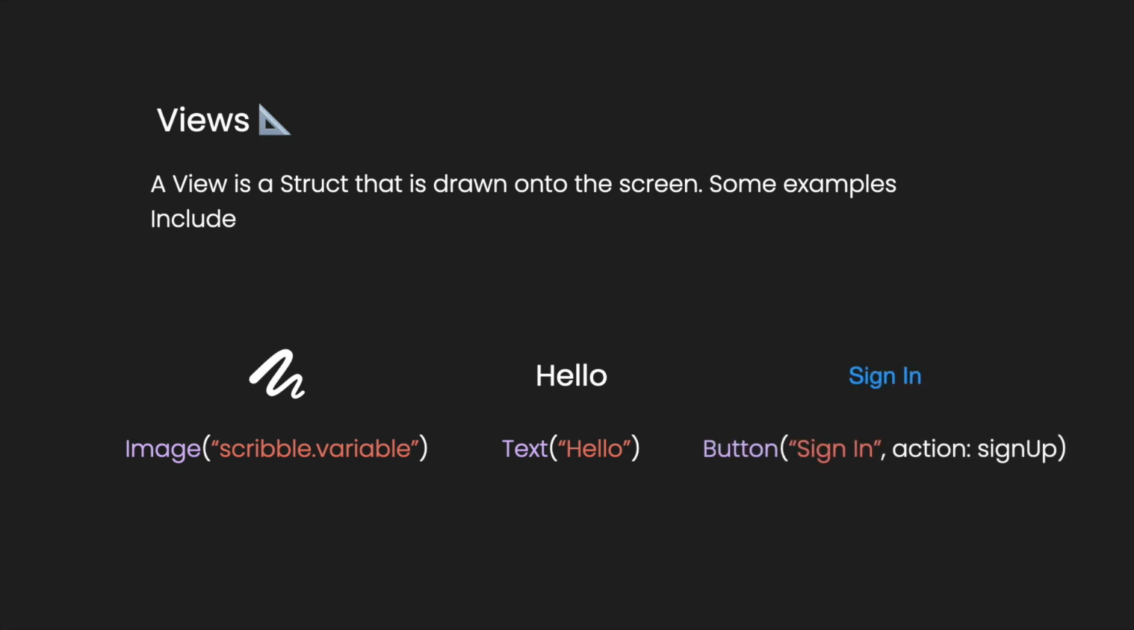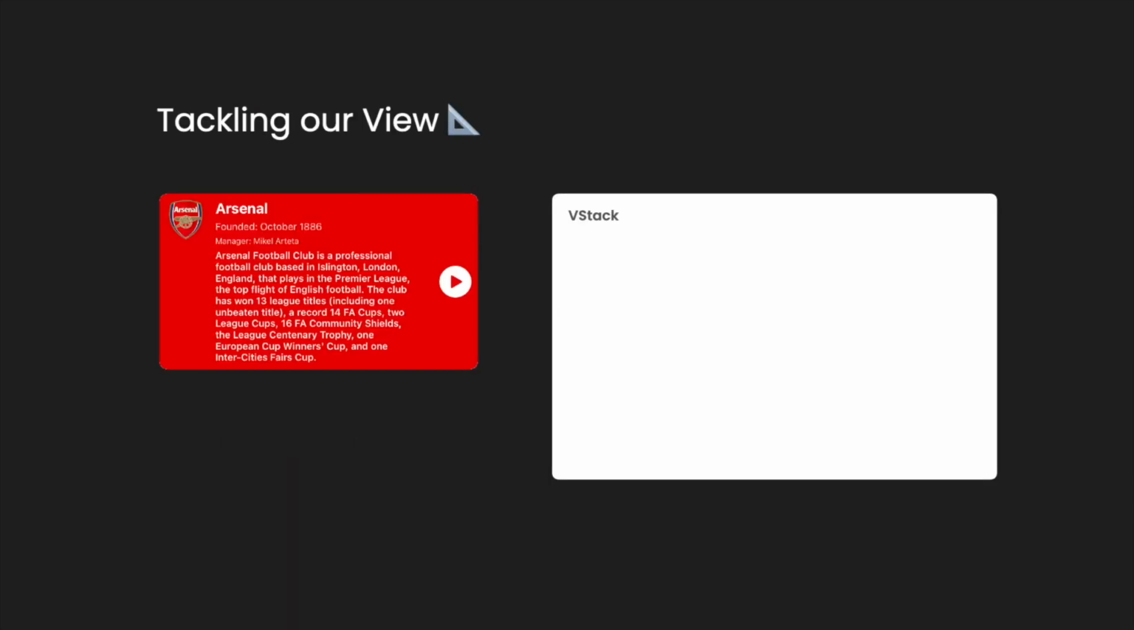Alternatively, you could have a button as well, and obviously the button will render onto the screen, and you have the text sign in and the action sign up. So whenever the button gets tapped, it'll execute the sign up function. But what we want to do is look at the view that we're going to be building, and see what is the best way to tackle our view.